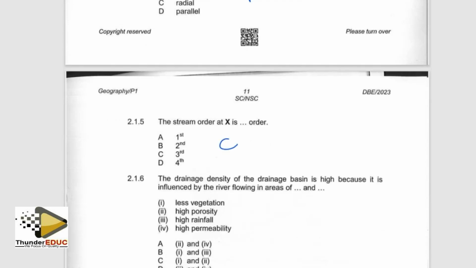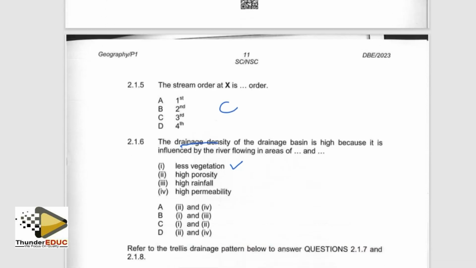The drainage density of a drainage basin is high because it is influenced by the rivers flowing in the area. Obviously, we're looking at drainage density, the number of rivers existing on the surface of the earth. First of all, if there is less vegetation, that means there is more surface runoff than infiltration. So this option must be there. Wherever there is one, it might be right. Do we have one here? We don't have one here, so that is wrong. So we are remaining with C and B.